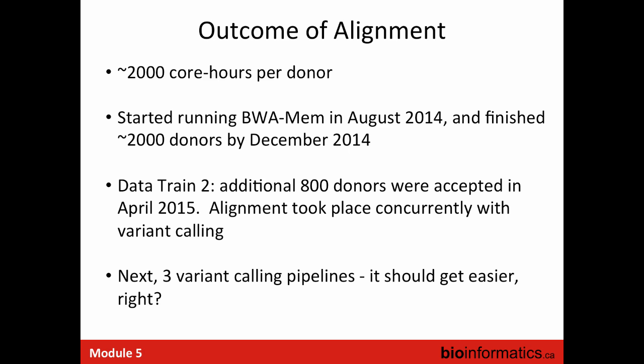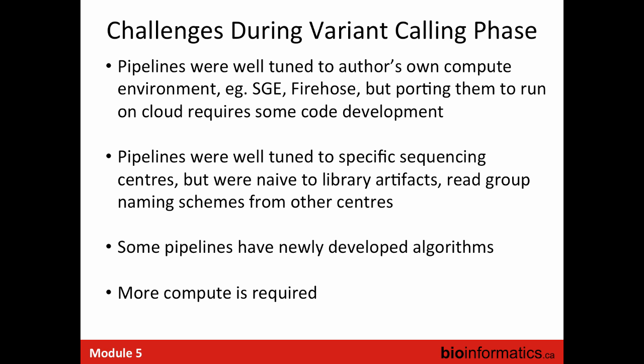The second train comes in with 800 donors. That's okay. We knew how to do it all over. That was easy. But when it comes to variant calling, it was actually a lot harder because, first of all, these pipelines were not just ready to go. They have been running very well in the local institutes at Sanger and Broad.